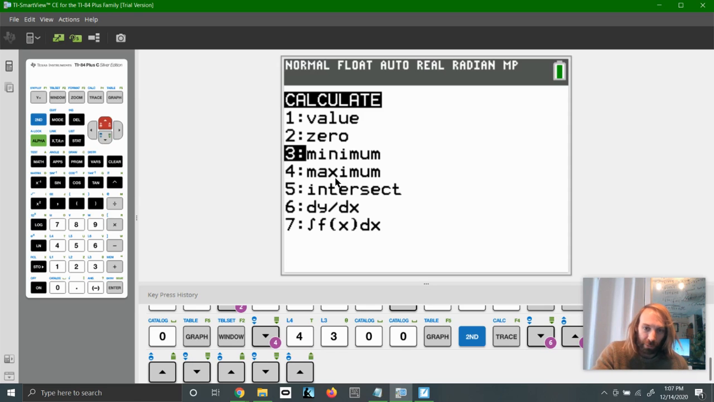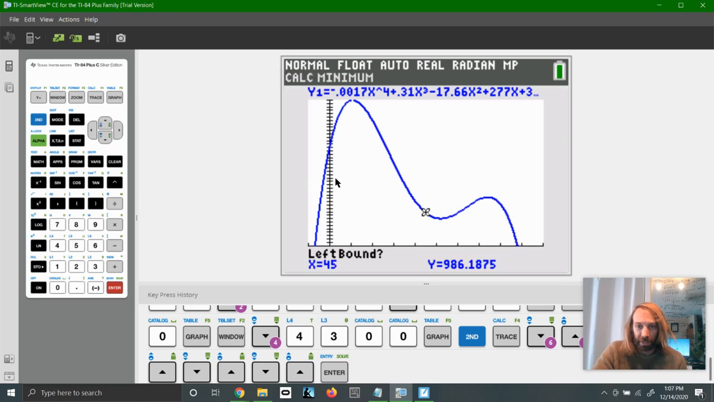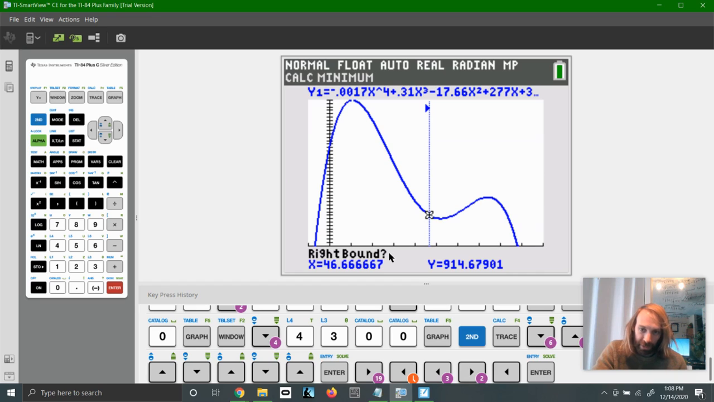So let's do minimum first, so just hit enter on that. And it should pop up with something kind of like this, where it's prompting you to find the left bound. So you basically are tracing on the curve now, and it's pretty self-explanatory: you go to the left of the minimum and hit enter, and then you go to the right of the minimum, right bound, and you hit enter.